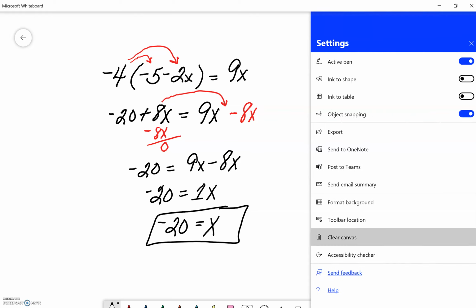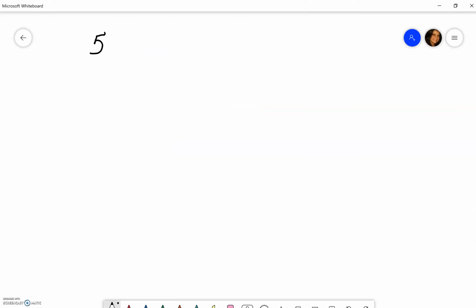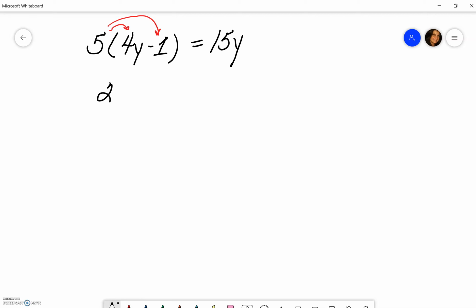So let's try this. If we have 5 times (4y minus 1) equals 15y. On the left side, we can't combine anything in the parentheses, so we have to distribute by multiplying that out. So we end up with 20y minus 5 on that side, and I'm just rewriting the 15y.